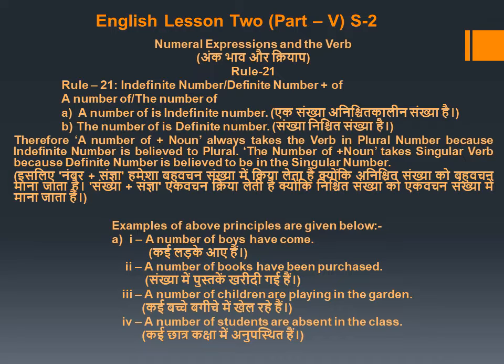Number 1. A number of boys have come. A number of books have been purchased. A number of children are playing in the garden. A number of the students are absent in the class. For your convenience and understanding, we have given the English sentences translated into Hindi so that you can correlate them and understand rule 21 properly and correctly.